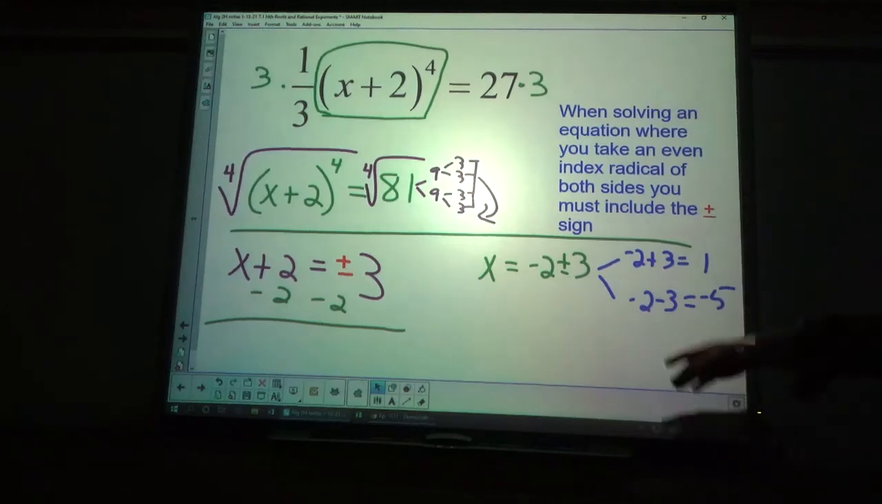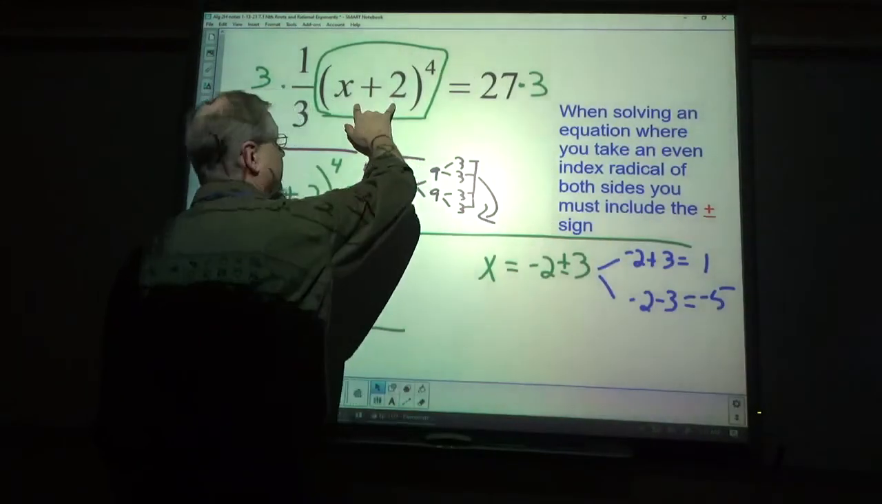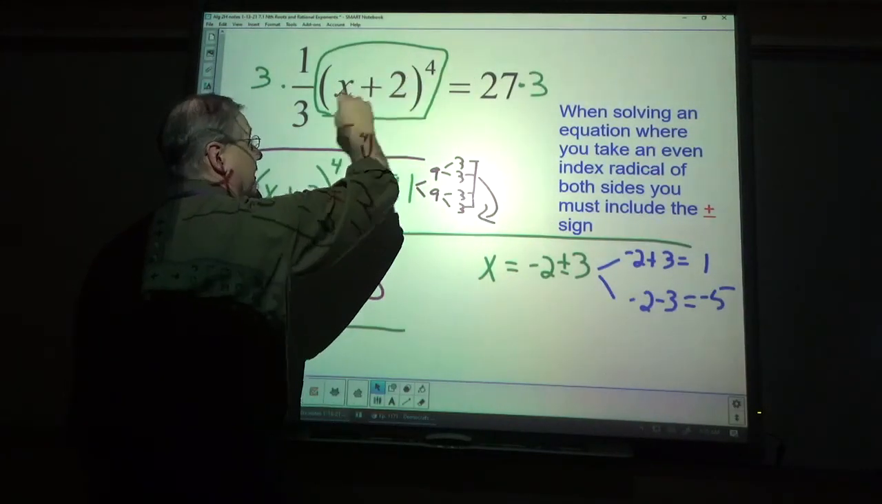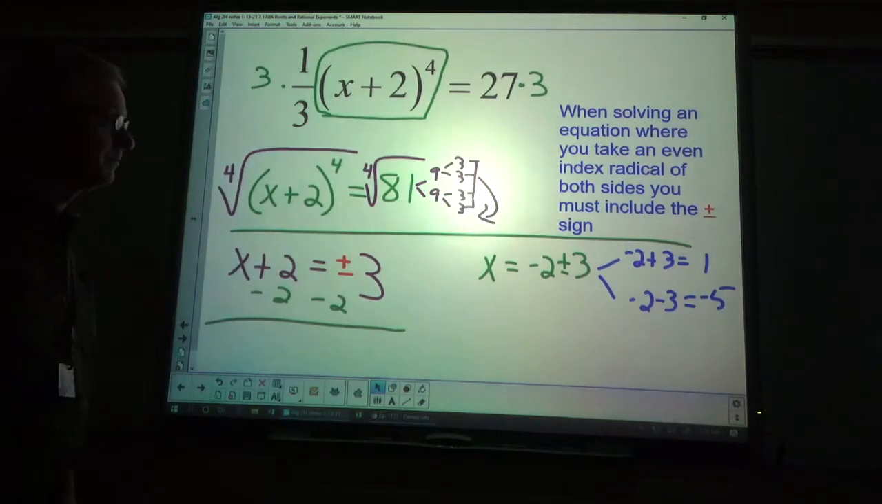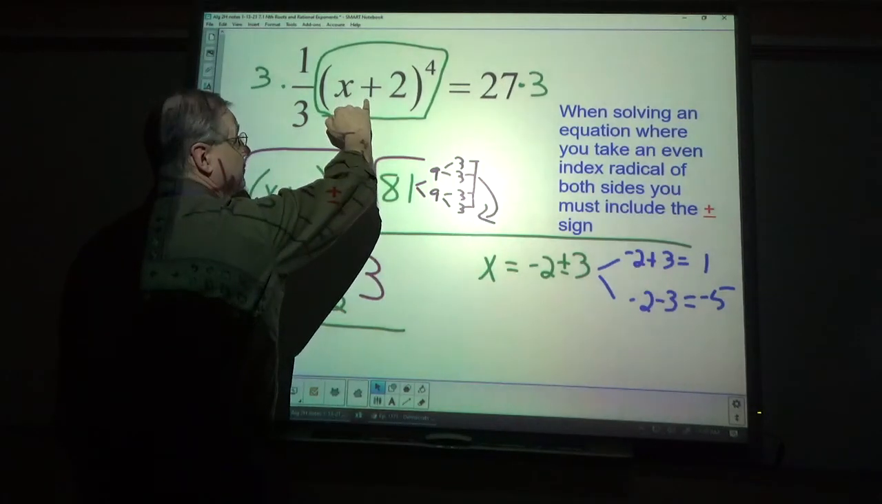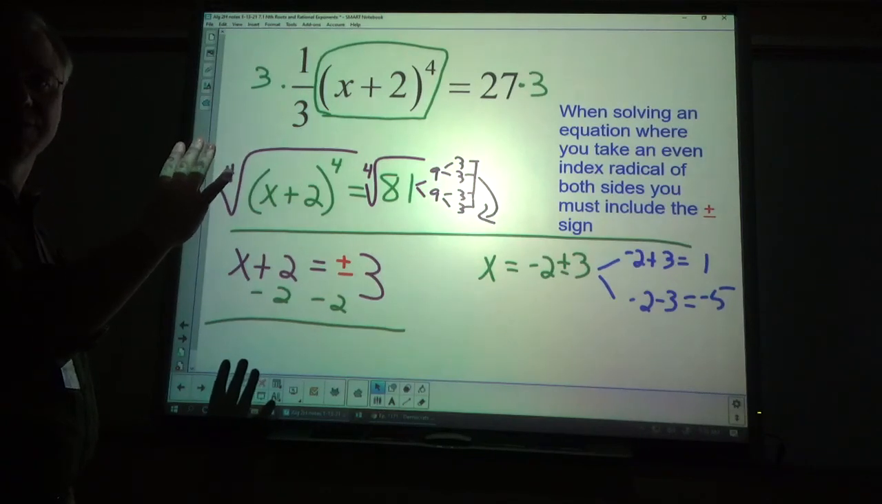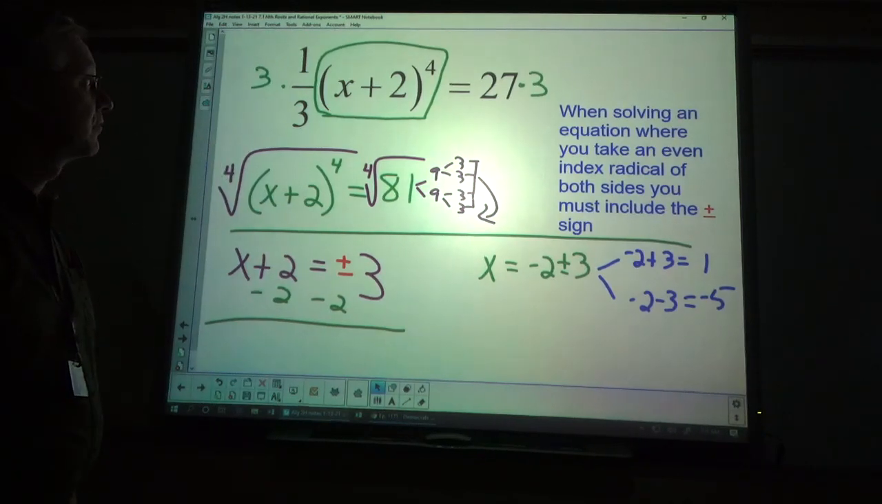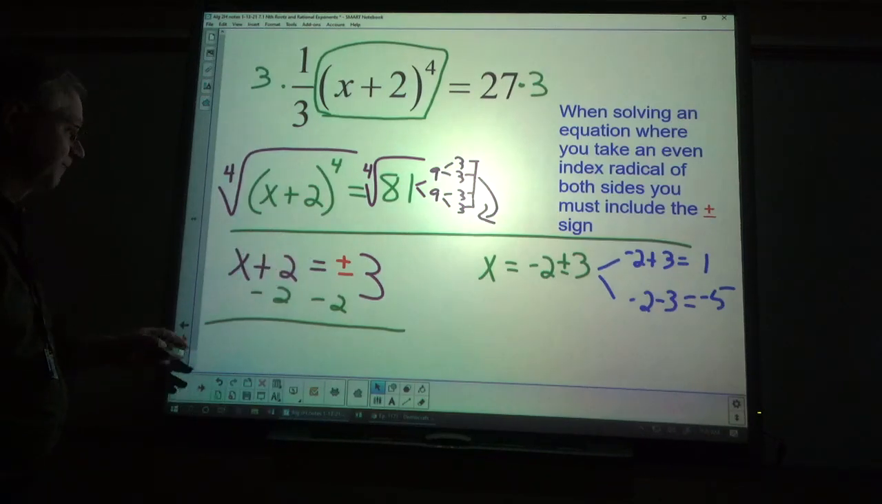And you should always test it to make sure it actually works in your problem. 1 plus 2 is 3. 3 to the fourth power happens to be 81. Divided by 3 is 27. Negative 5 plus 2 is negative 3. If I have 4 negatives, that makes a positive, and 3 to the fourth power is 81. Divided by 3 is 27. It does work. But 1 and negative 5 are your correct answers.